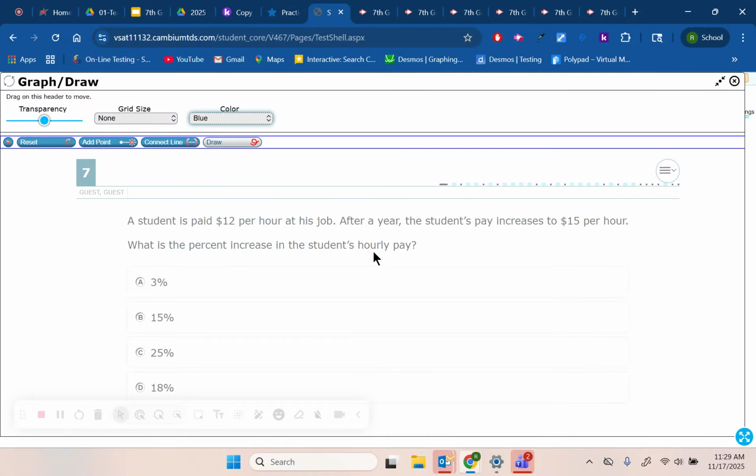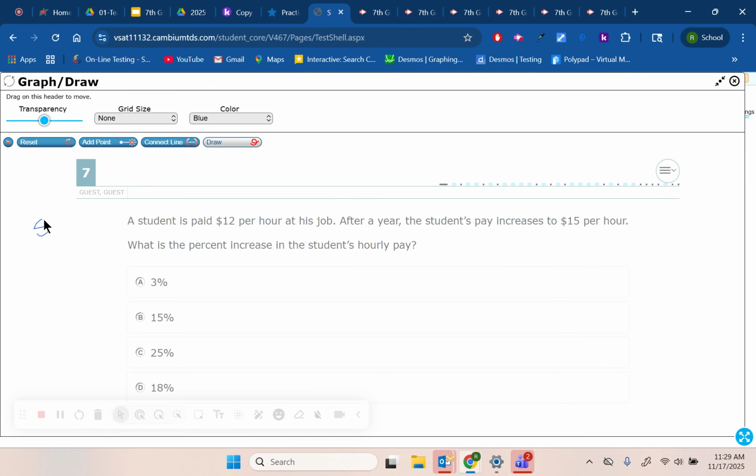So let me do what I'm going to do. I want to use 5th and some 6th grade math on this one. And I'm going to use a strip diagram. So I know one thing. I'm going from $12 an hour to $15 an hour. All right, what kind of percent increase is this? That's what we're looking for.